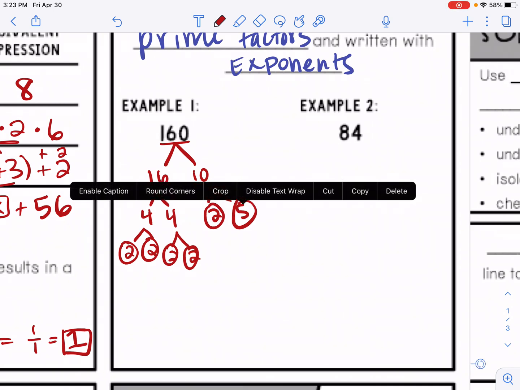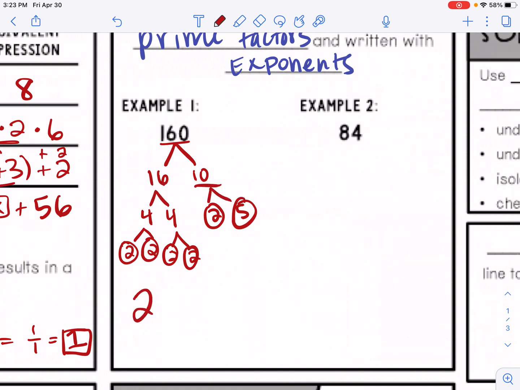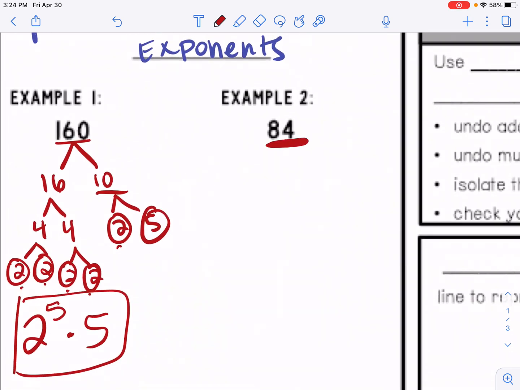So really what I'm going to do is say 2 to the power of 5, since I have 1, 2, 3, 4, 5 twos, times 5. That's my prime factorization. Okay? All right, let's try 84.